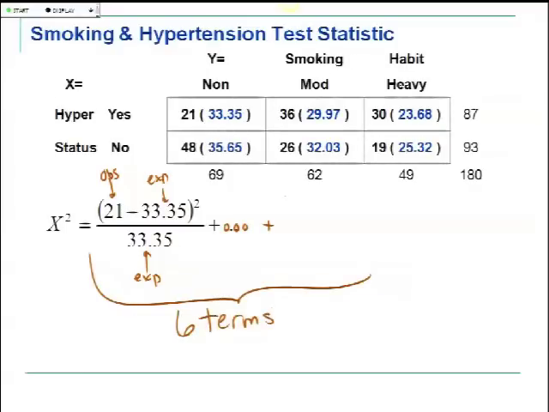With the final one looking like 19 that were observed and expected 25. Don't forget to square on top and put the expected on the bottom. You get some students forgetting the square. Our test statistic here turns out to be a bit bigger than we've seen in the past. Our last one had a large number, but this one too, 14.5.